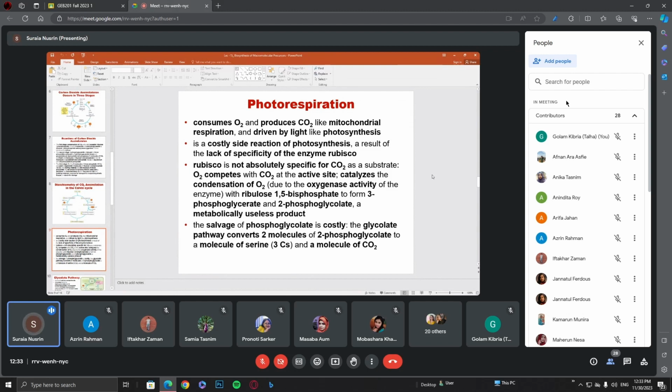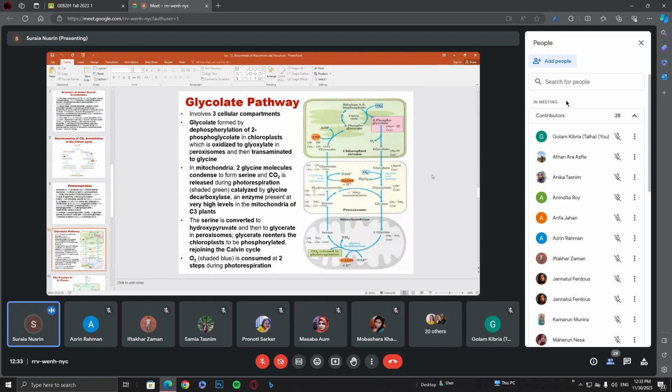That means the cell kind of cannot utilize it. But the cell has a way to use it, and that is called the salvage of the phosphoglycolate, and that is very costly for the cell. Actually, the glycolate pathway is the one by which this phosphoglycolate is converted to the amino acid serine and a molecule of carbon dioxide. But that is very costly for the cell. So now the glycolate pathway, and the glycolate pathway actually occurs in three organelles.